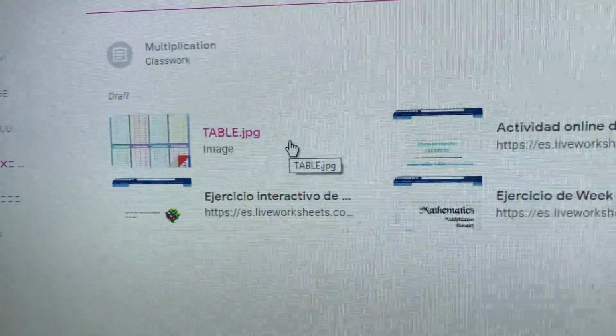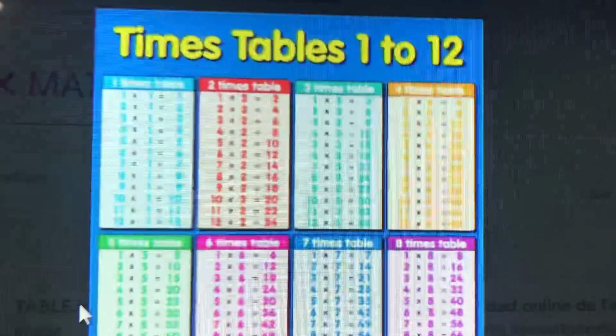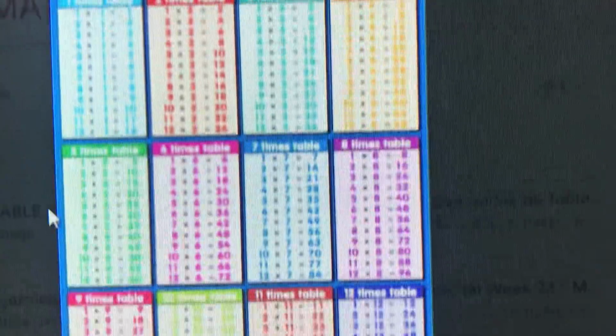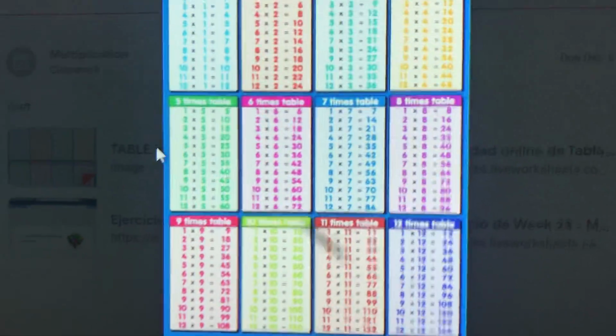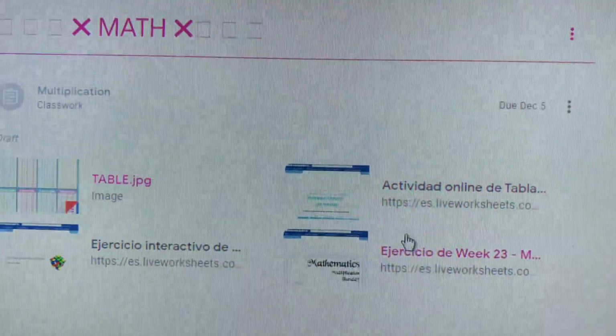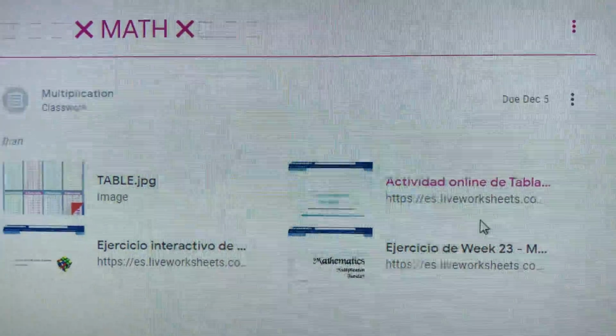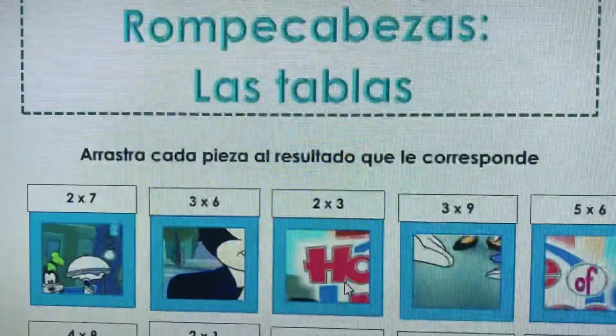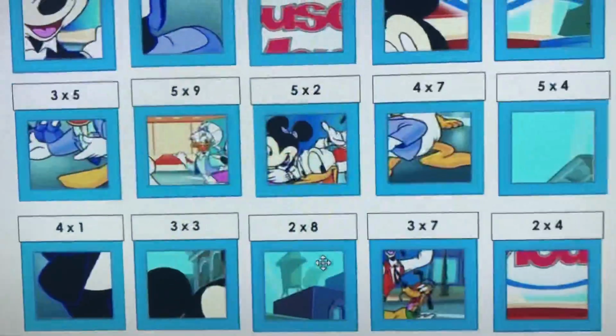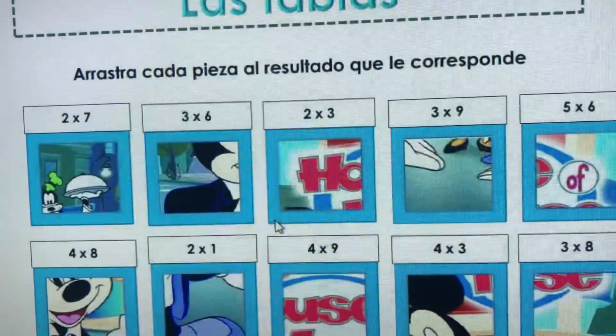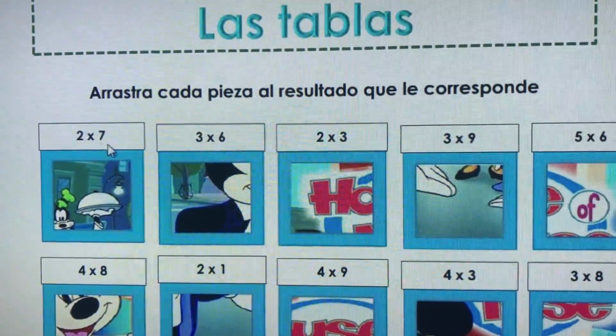Okay, I gave you the table. Usually it will help you to do some work. If you need help with the table, I'll give you a picture over here about the table. Now if we move to, let's say, this exercise, it's basically all the same. We have to use multiplication. This one is basically a puzzle, pretty simple. So you have to find the right answer over here.